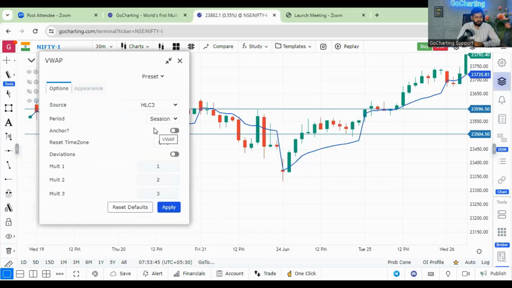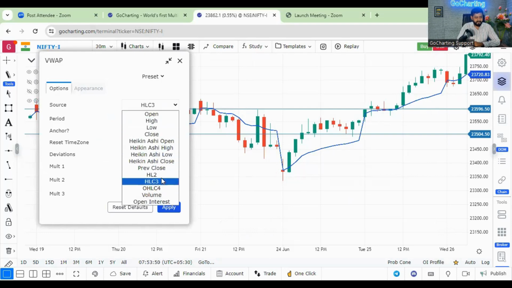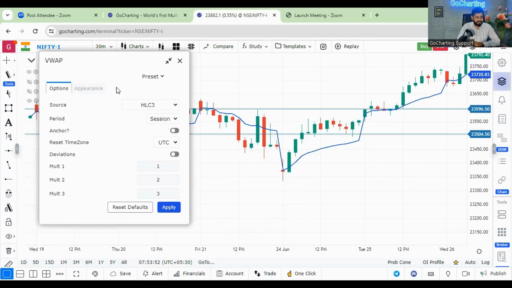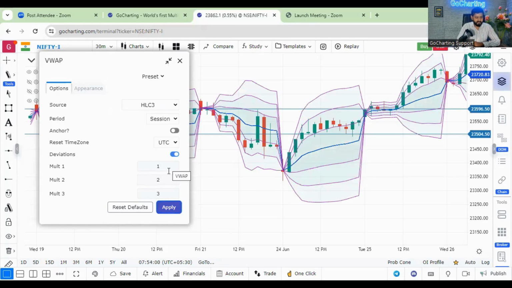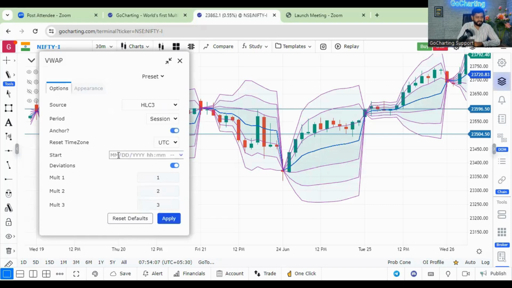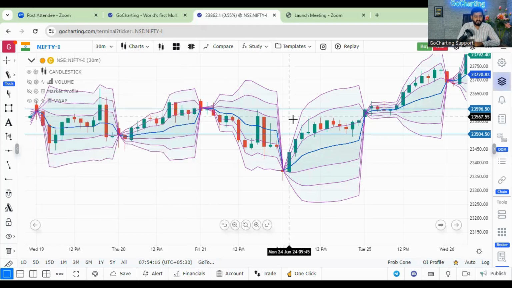Now, the source, as we have just seen, is HLC by 3, but there are many different sources you can choose. Then you have to switch on this deviation and click on apply. Here I have taken 1, 2, 3 as deviation bands. You can also do anchored VWAP. If you switch this on and specify the date and timing, the VWAP will be anchored from that place. So this is how you apply VWAP in Go charting. Now let's get back to our slide.